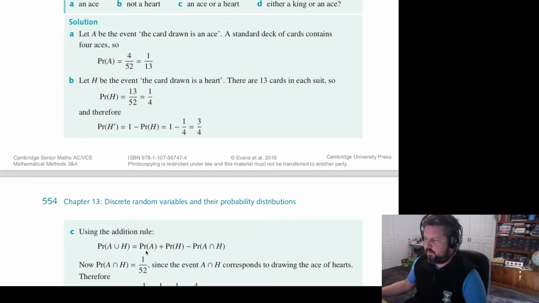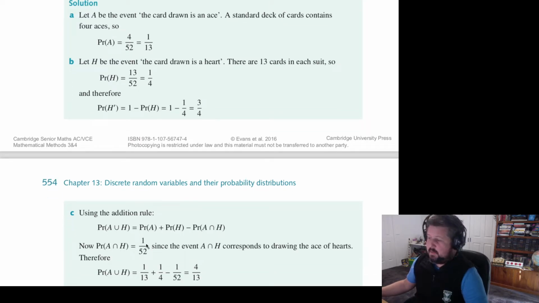So using the rule, probability of A, so the ace, plus probability of the heart, take away the intersection of those. As we've said before, the probability of A intersection H, so being an ace and a heart, there's only one of those cards in the deck, so 1 out of 52. So therefore, using the rule, we worked out what the probability of ace was in part A. It was 1/13. Worked out what the probability of a heart was, 1/4. Applying the addition rule, we take away this 1 over 52, and we end up with the probability of A union H is 4 out of 13.